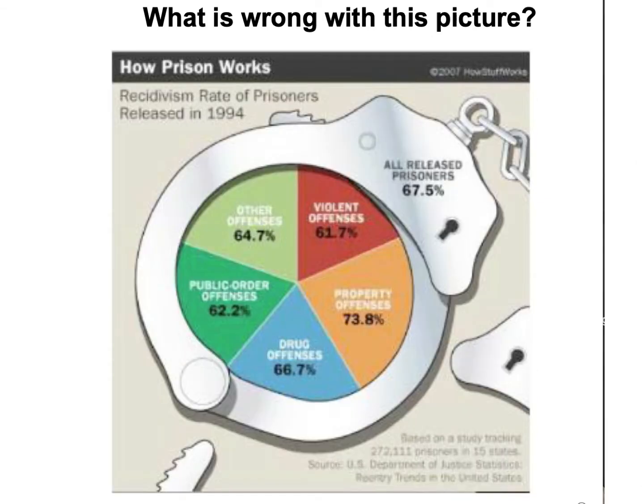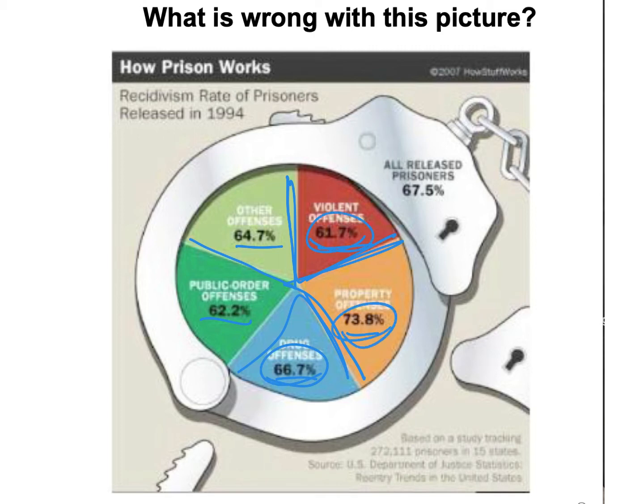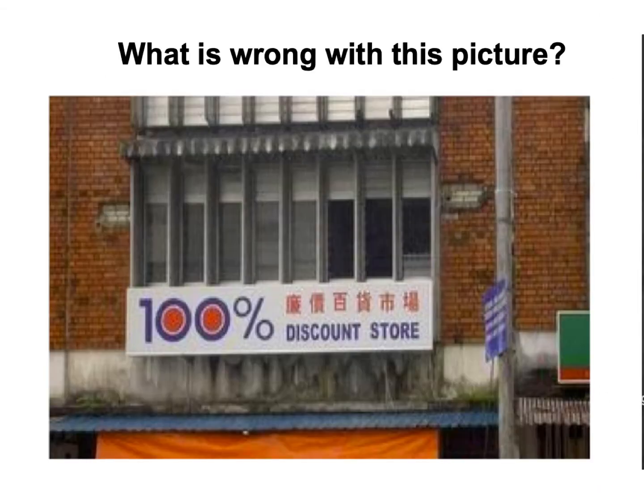How about this picture? What's wrong with this picture? If you look, every single part of the pie, so to speak, is the exact same size, but the percents are not the exact same. They're close, but not quite. Not to mention that if we did it this way, they would definitely not add up to 100. It would be way more than 100. How about this picture? Again, if you look at it, this is a 100% discount store. Well, if they take 100% off of everything, they are definitely not going to be making any money.